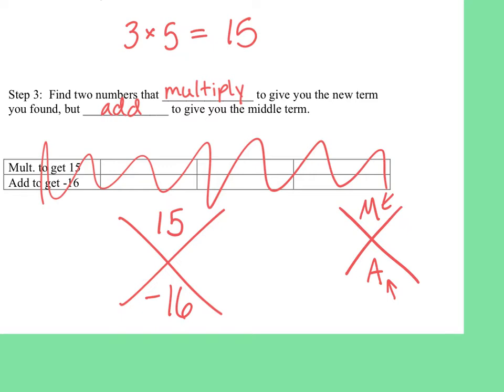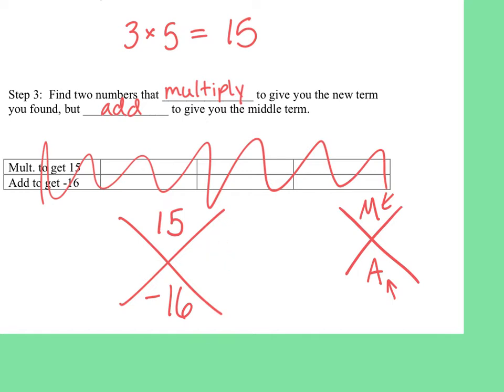So I want you to just start thinking about the factors of 15. What times what will equal 15? 3 times 5. Okay, so let's put that here. Will 3 plus 5 equal negative 16? No. What about negative 3 and negative 5? No, it won't. So that one's not going to work.